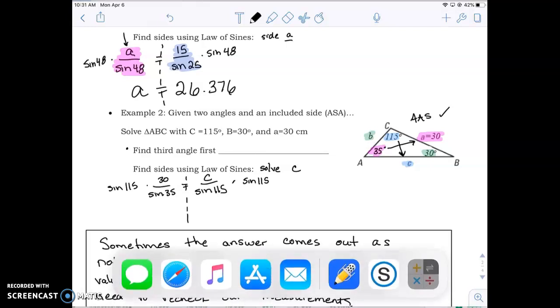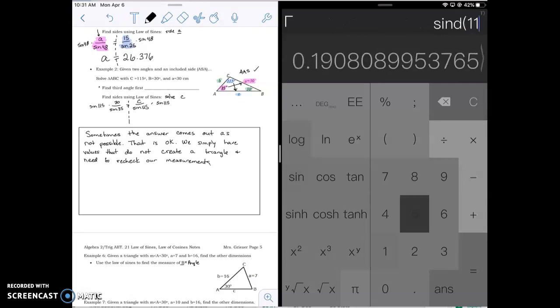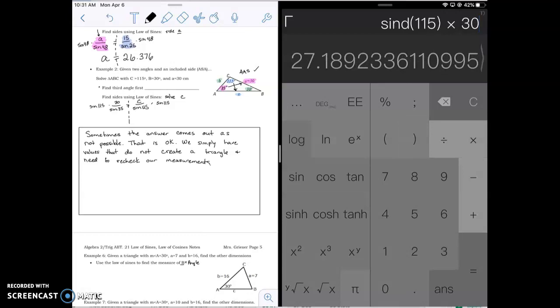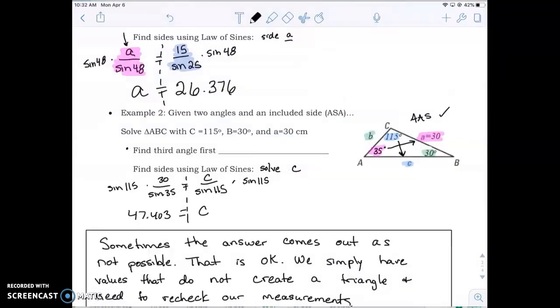Calculator time. I want you to try it first and then turn it back on, see if you got the right answer. So we're going to do sine 115. We have to close the parenthesis, times 30 divided by sine 35. What's the length of side C? The length of side C is 47.403. So C is 47.403.